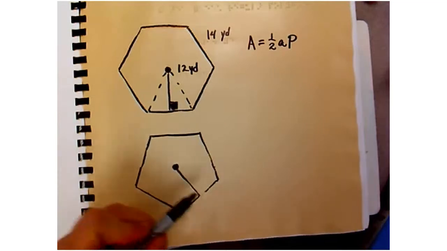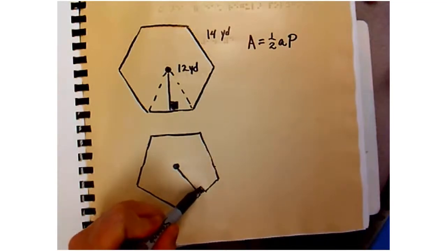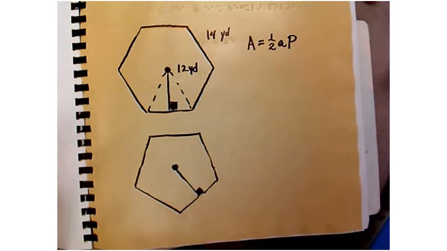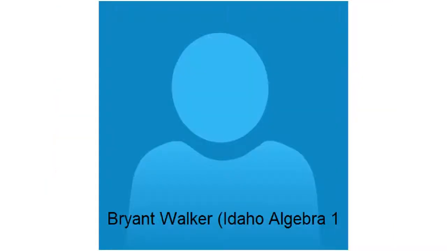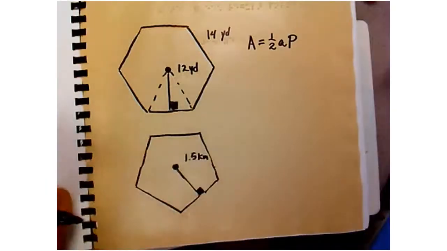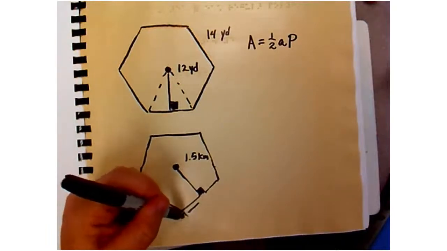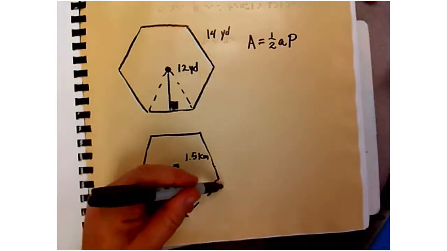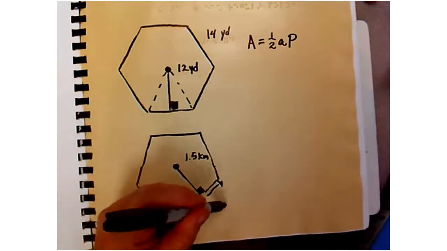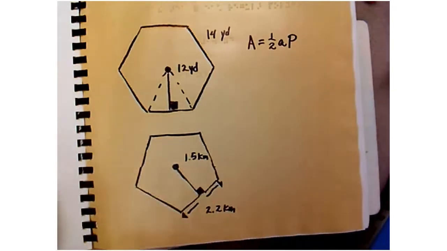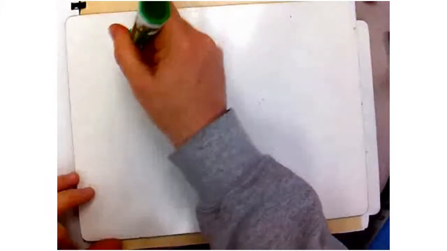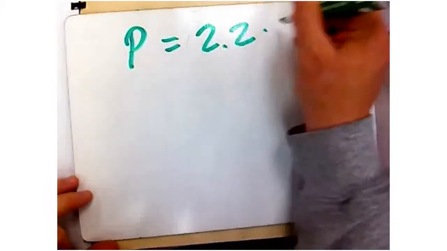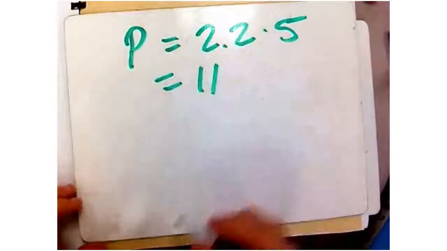Good. They have an apothem that goes from the center perpendicular to one of the sides. What is the measurement of the apothem? 1.5 kilometers. And what is the measure of one of the sides? 2.2 kilometers. So what do we have to do first? Multiply 2.2 by 5. 2.2 times 5 is 11. All right, our perimeter is 11.